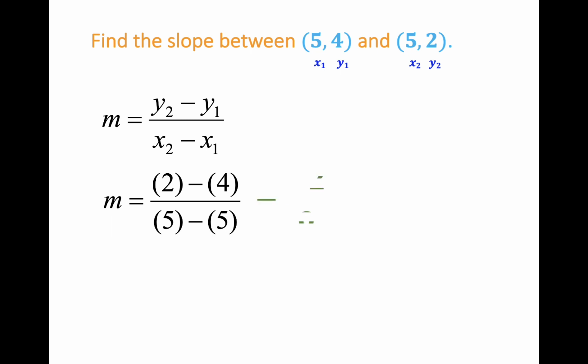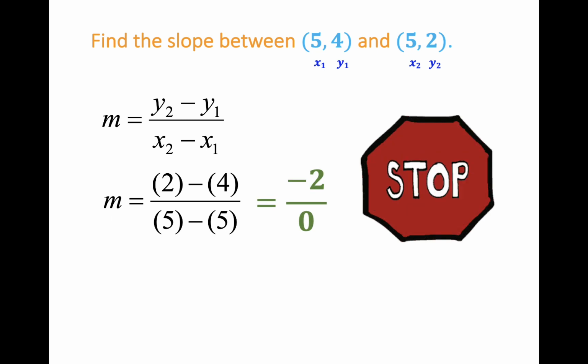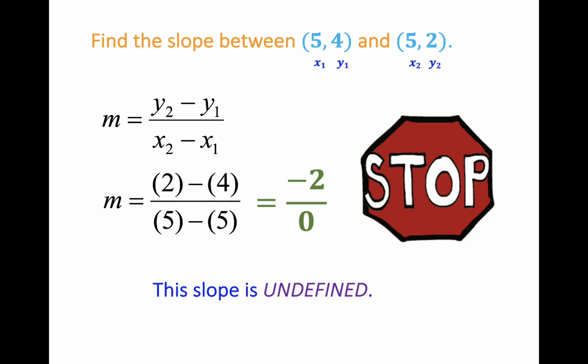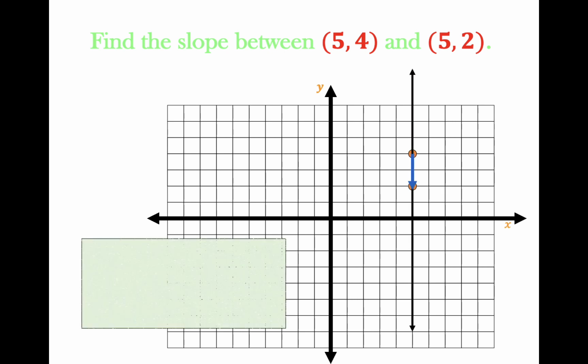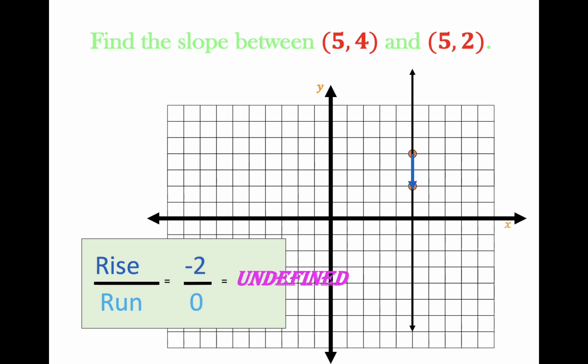Nakita mo, nag-zero sa ilalim. Hindi pwede, di ba? Yan yung sinasabi ko kanina, na mag-undefined. So, hindi pwede yun, na mag-zero sa ilalim mo. Di ba? Undefined na makukuha natin. Okay, so, check natin. That is negative 2 over 0 is undefined. So, hindi pwede yan. Di ba?